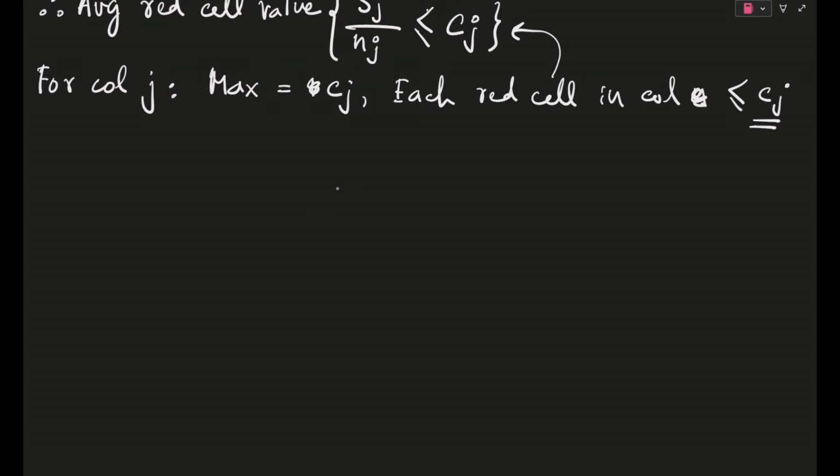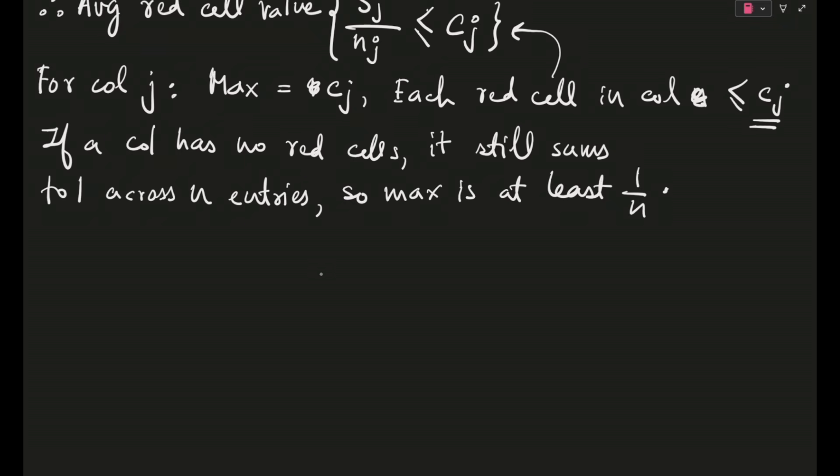Sorry, let's proceed. So if a column has no red cells, wait for a few seconds, I will just write this down and then start again. Okay, so if a column has no red cells, it still sums up to 1 across n entries. So the maximum in any column has to be at least 1 by n. I hope this was clear. So basically our target is to find this n.